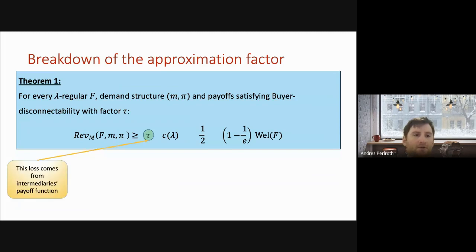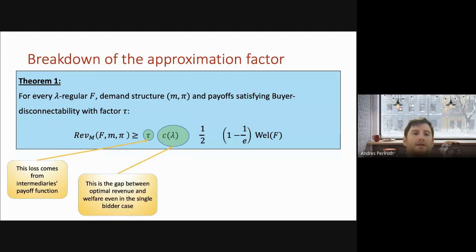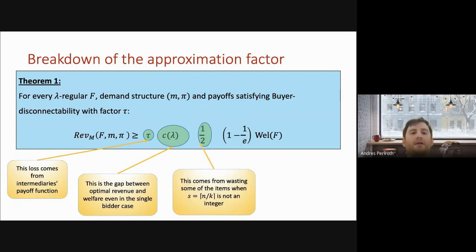So the first element, tau, comes because of the rents that intermediaries may be extracting, and therefore it decreases revenue. The second factor, C lambda, comes because of the gap between the optimal revenue and the welfare, even in the single bidder case. This C lambda is in terms of the probability, as we saw before, that the highest valuation buyer in each of those groups is going to exceed the expected value that we are setting as a price. The 1/2 value that appears here comes from some technical analysis for the case where the division n divided by k is not an integer.